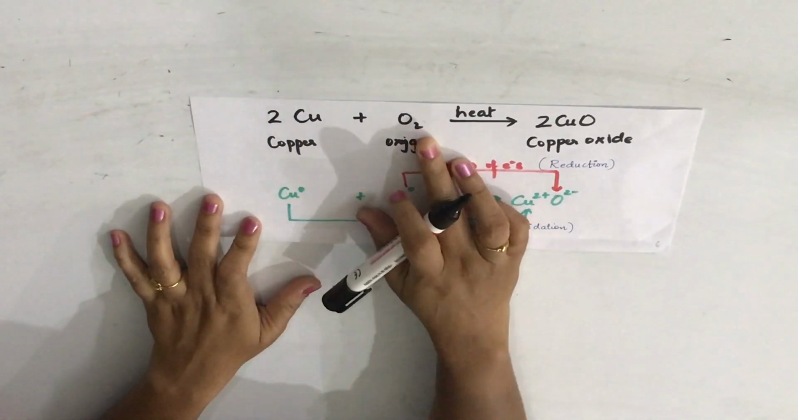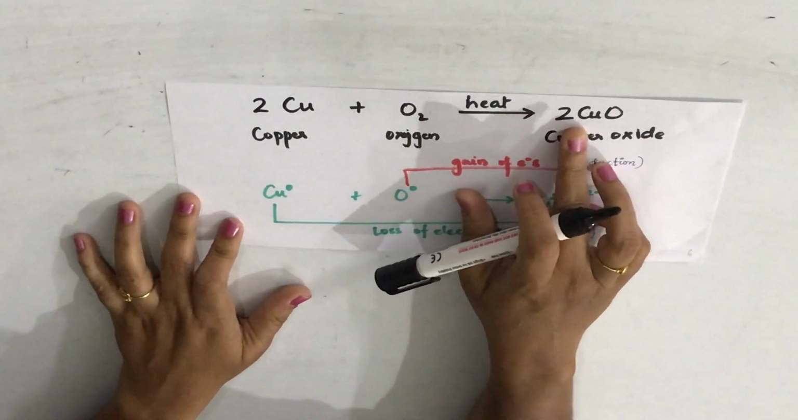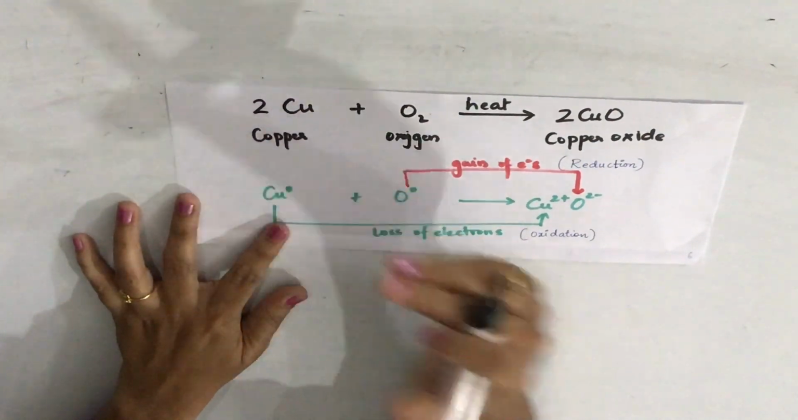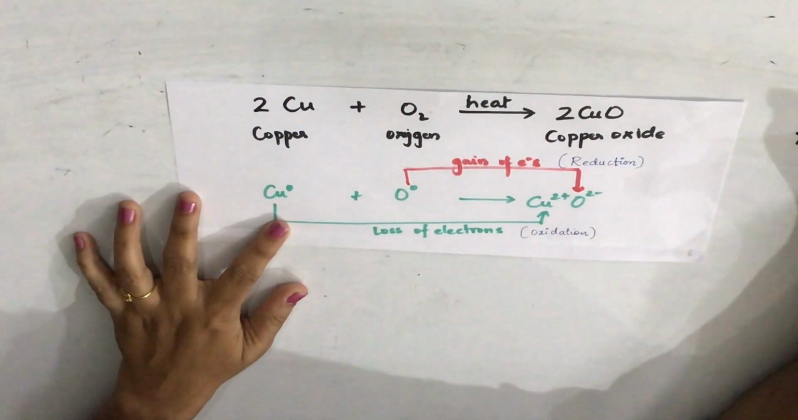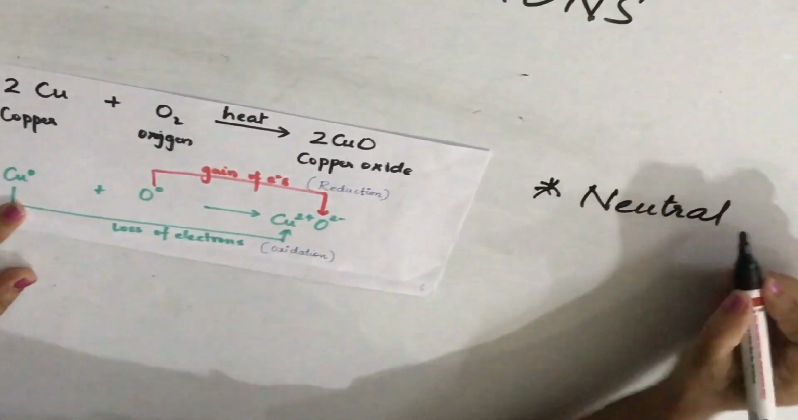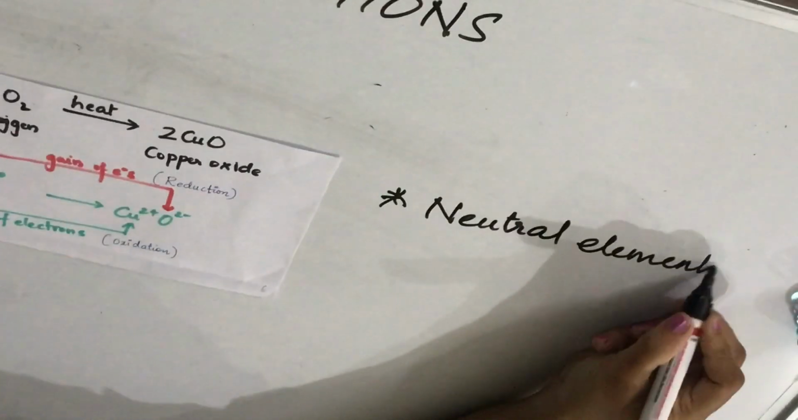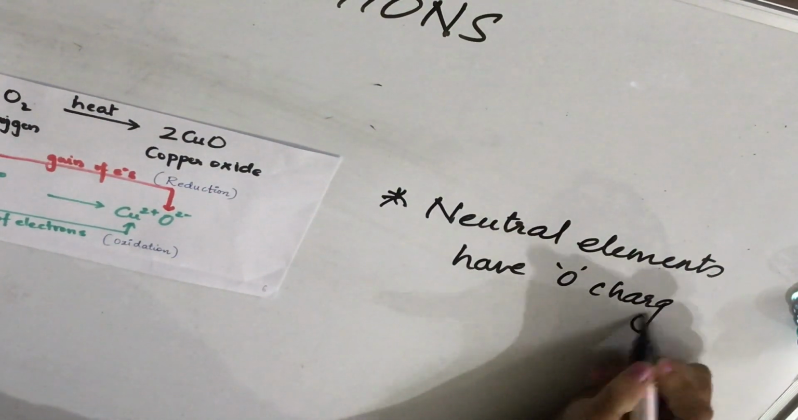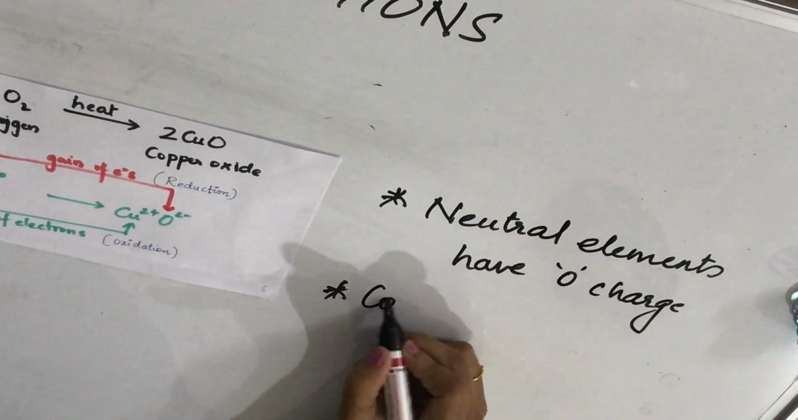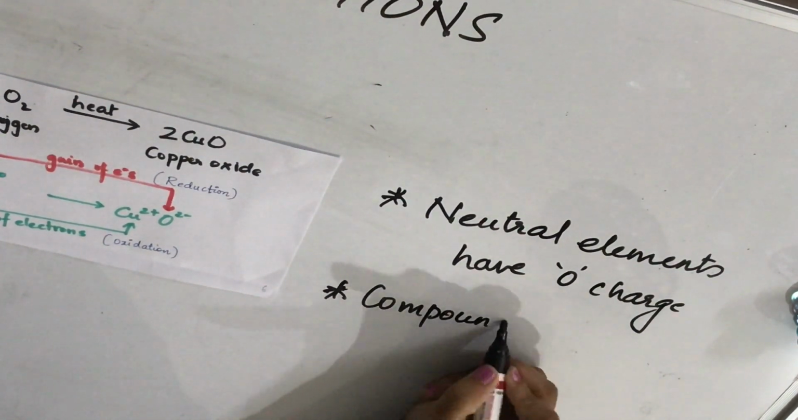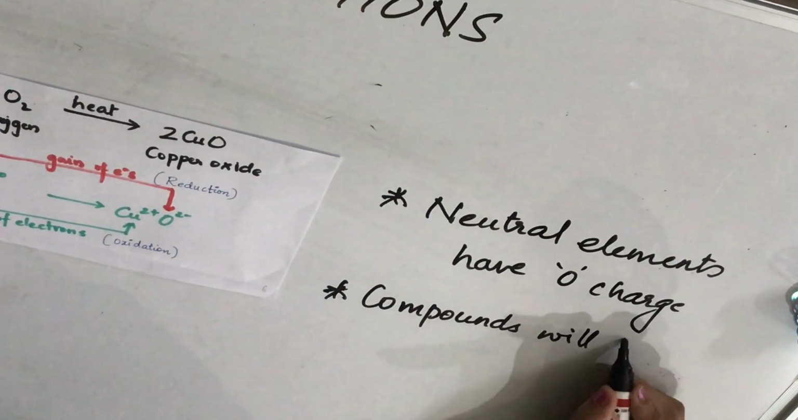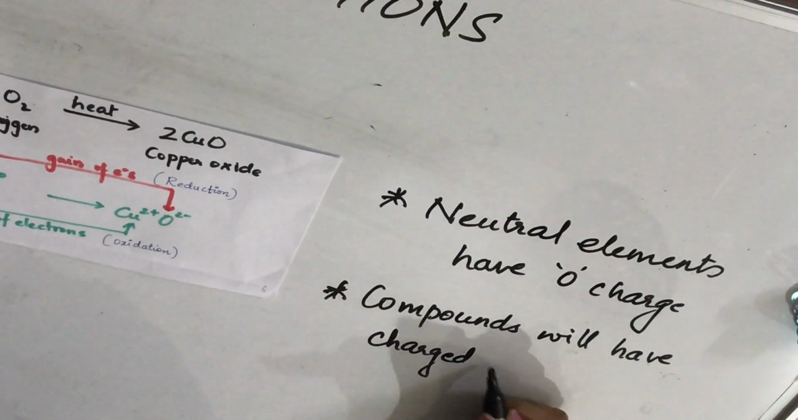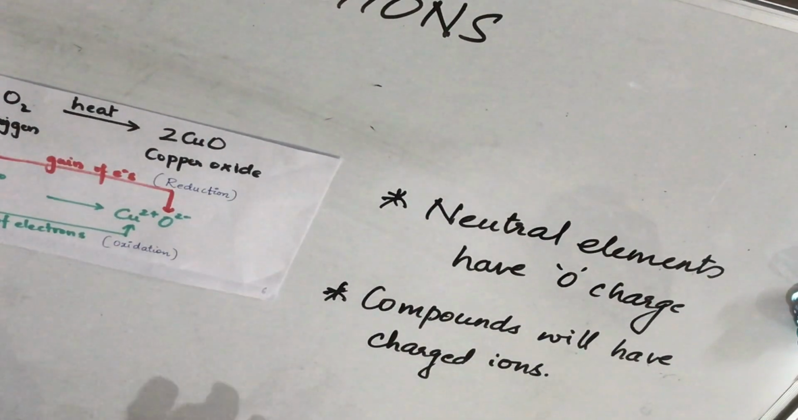Copper plus oxygen, on heating it becomes copper oxide. Now in this case, always remember a rule. Neutral elements have 0 charge and compounds will have charged ions. Always remember this rule.